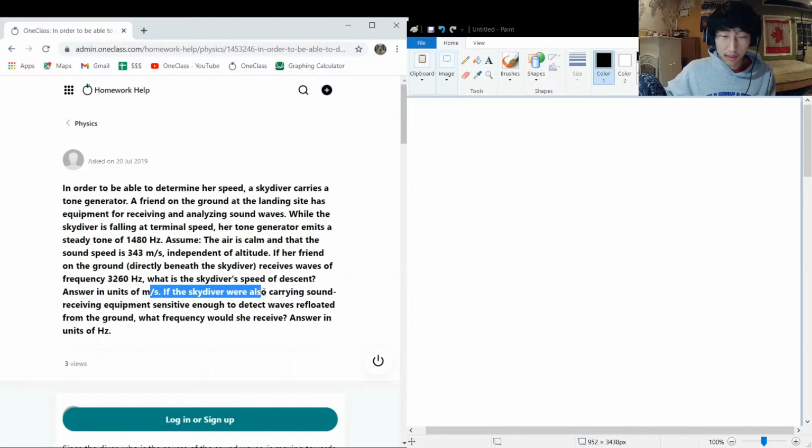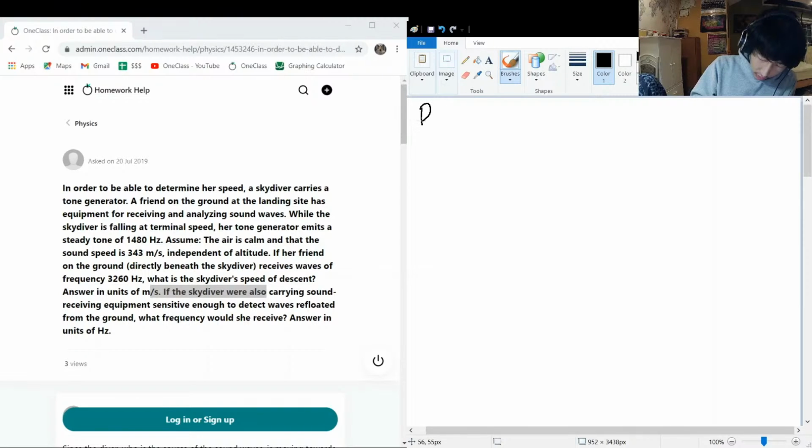And if the skydiver was carrying equipment, so if the skydiver is emitting sounds and also has a receiver, what would be the frequency of the sound that she receives? This is a very fascinating question. So the most important part of this question is that we're dealing with the consequence of the Doppler effect.